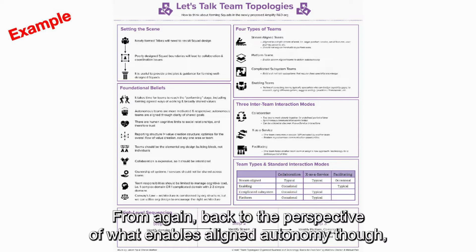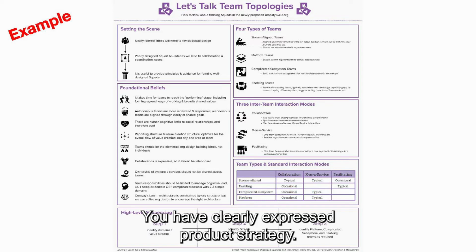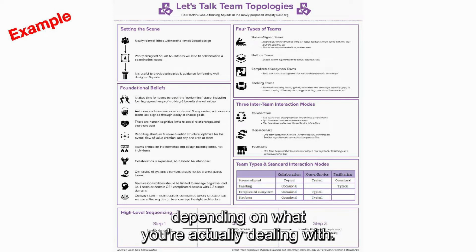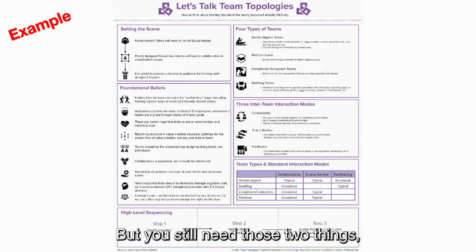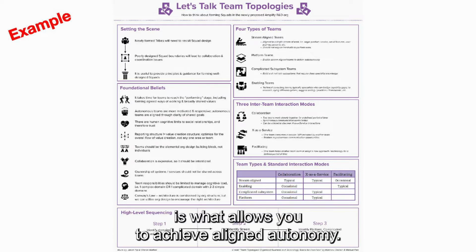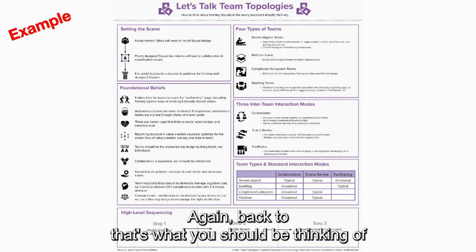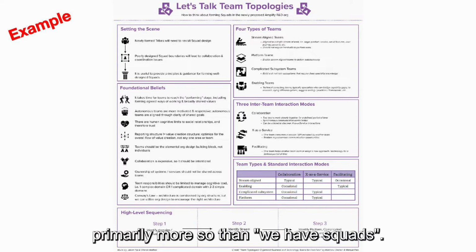From, again, back to the perspective of what enables aligned autonomy, though, it still holds. You have clearly expressed product strategy. You have this idea of this empowered team, which may be expressed differently depending on what you're actually dealing with. But you still need those two things as what allows you to achieve aligned autonomy. And again, back to that's what you should be thinking of primarily more so than we have squads.